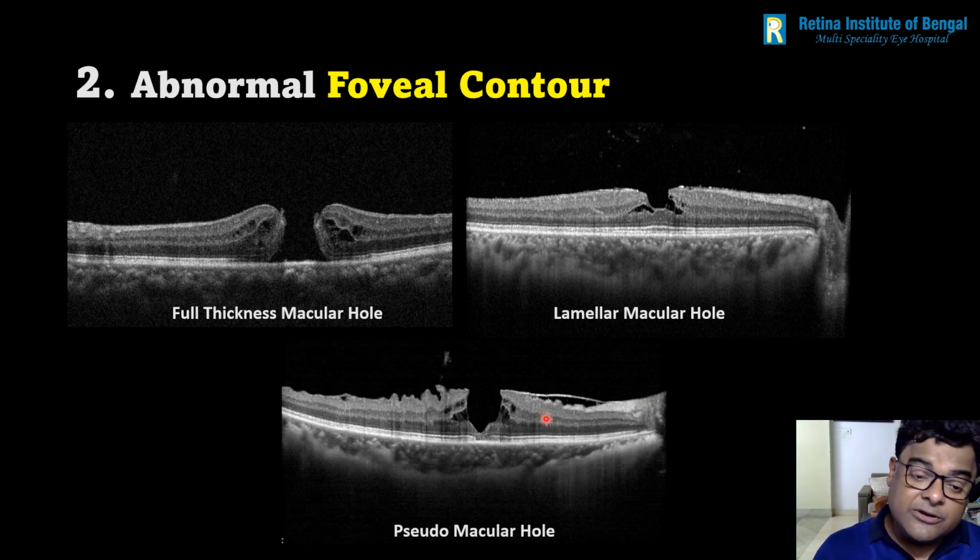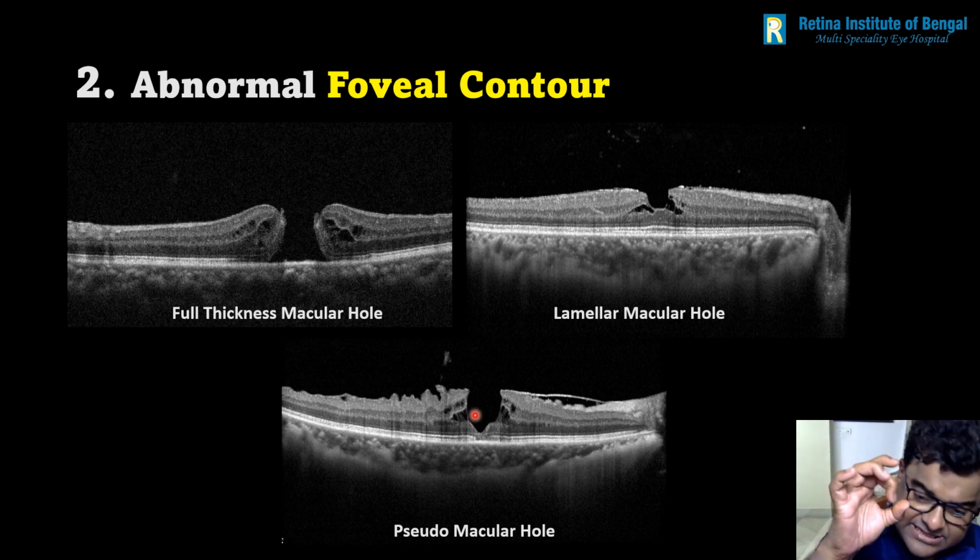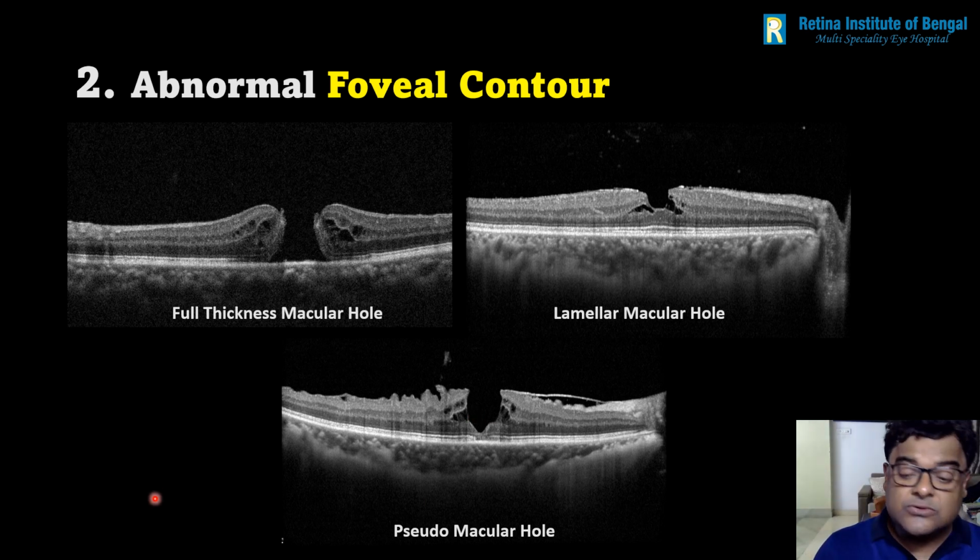Or there may not be any hole, but just that the foveal contour is very steep, which is due to the epiretinal membrane contracting the fovea centripetally. And this is called a pseudomacular hole.